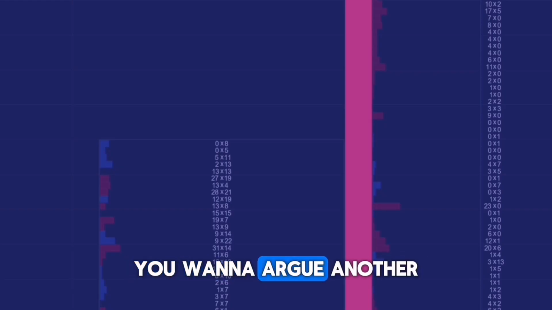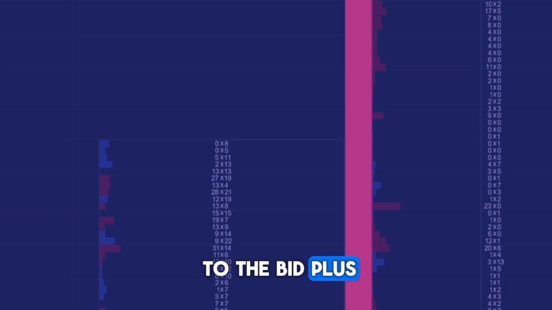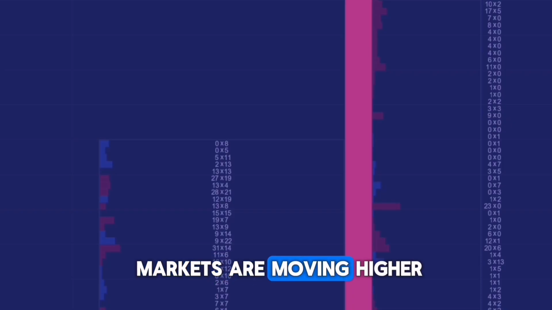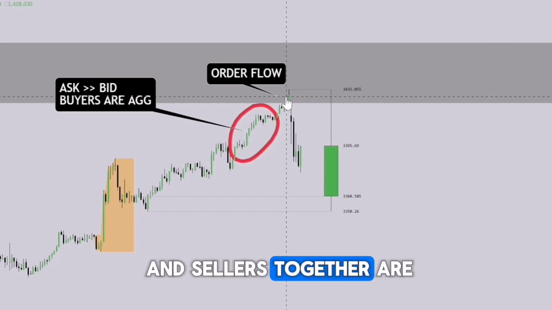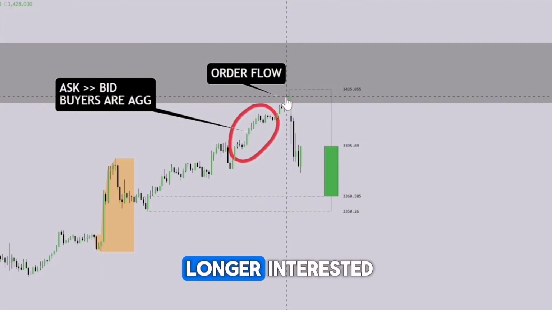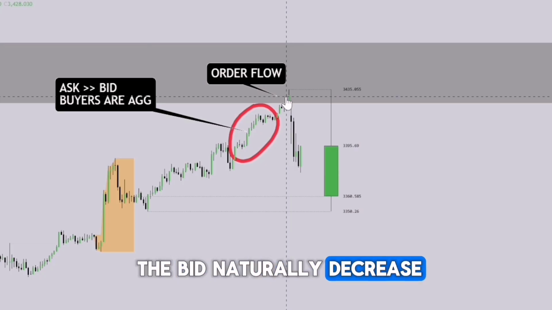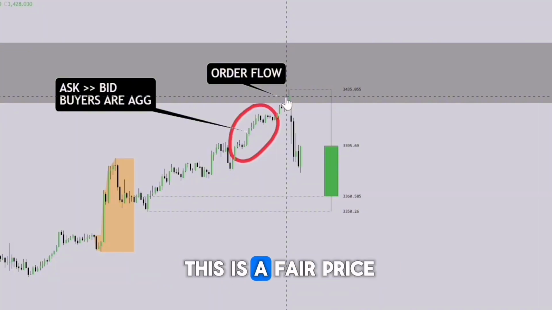Another way of looking at it is in terms of volume. Volume corresponds to the bid plus the ask. So when you see a 0, the volume is decreasing. And you want to ask yourself, if the markets are moving higher but the volume is decreasing, that means buyers and sellers together are no longer interested in those higher prices. Because if they're no longer interested, the ask and the bid naturally decrease, which means the markets don't want to trade at that price. The buyers and sellers do not agree that this is a fair price.